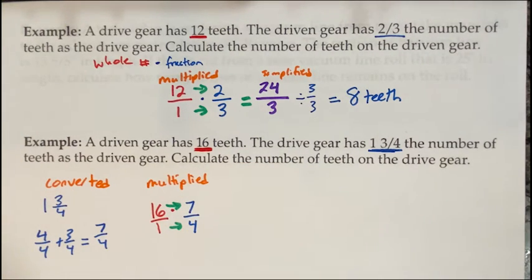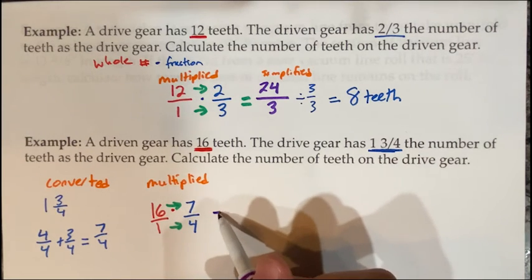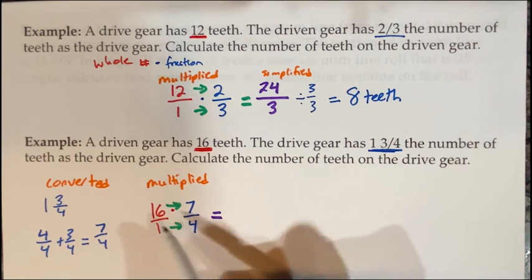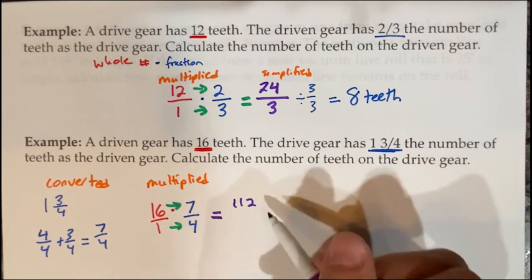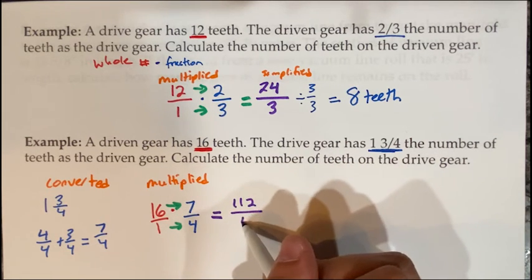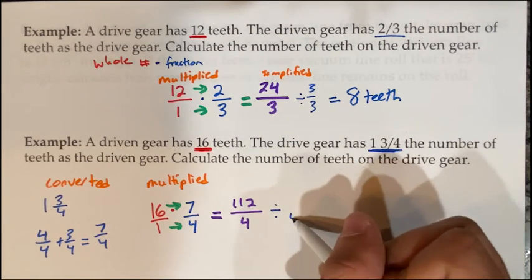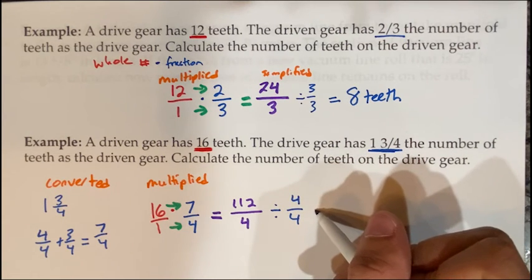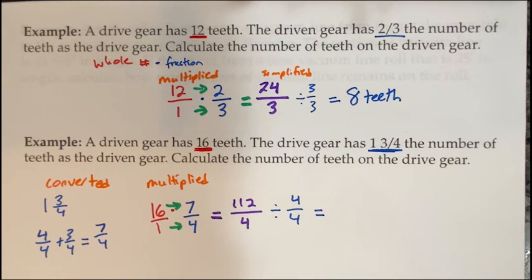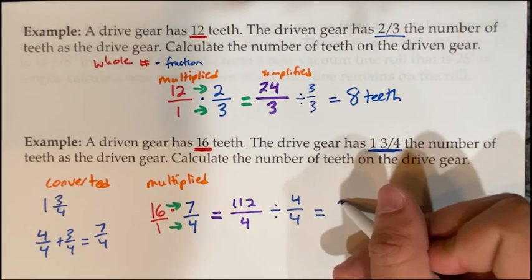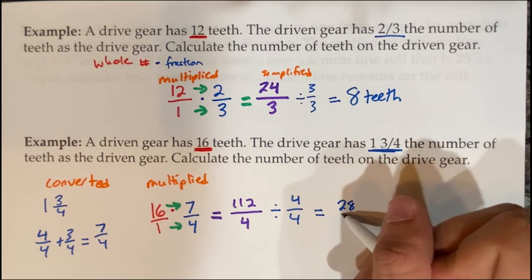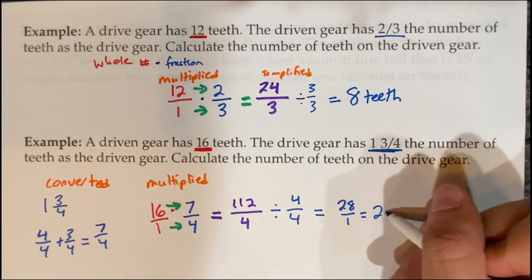So first, we've got 16 times 7, and that is going to be 42 plus 70 is going to be 112. And then we've got over 4. Now, it's looking like 4 and 112 are both going to share 4 as a factor. So let's go ahead and divide out 4 over 4. And when we perform that operation, it looks as though we've got 28 over 1, which is just 28 teeth.